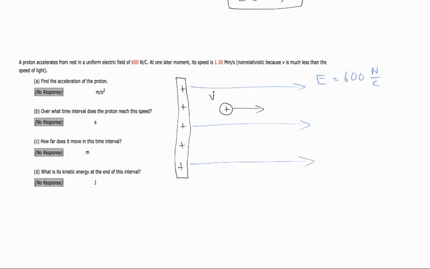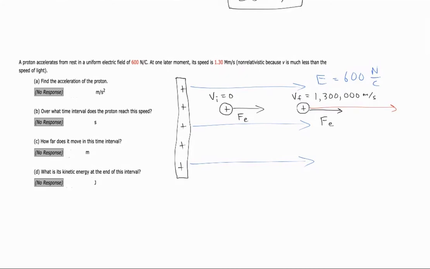Now it starts off with V initial equals 0, but later its V final is 1,300,000 meters per second. And it's still feeling the force. The black vector represents the force that it's feeling, the red vector represents its velocity.